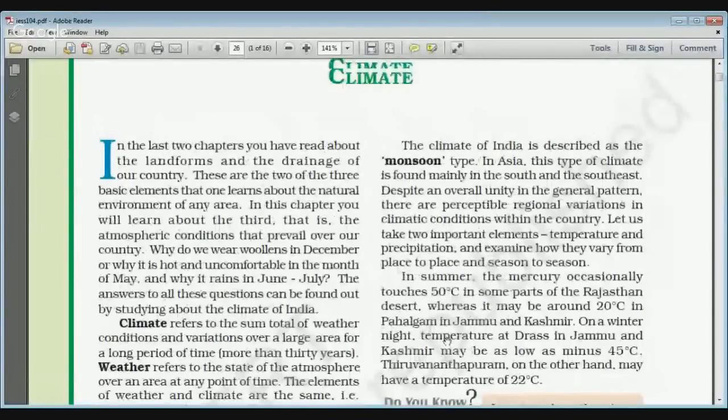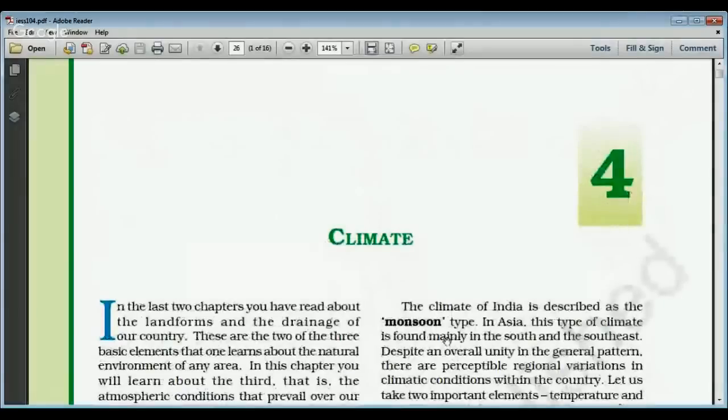In this video we will see NCERT Class 9 Geography Chapter 4, that is Climate. And we have already covered all the chapters of NCERT Class 6, 7, 8 Geography. And we have also solved the exercises given at the end of every chapter.